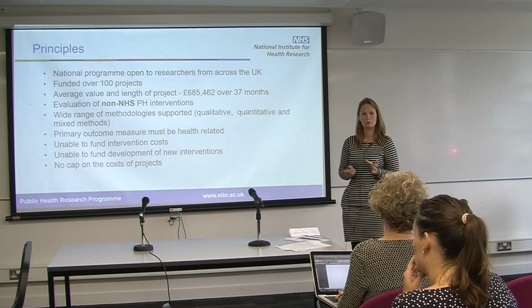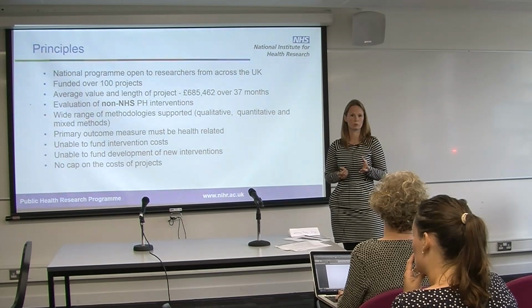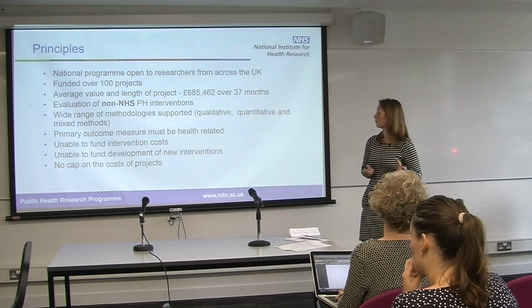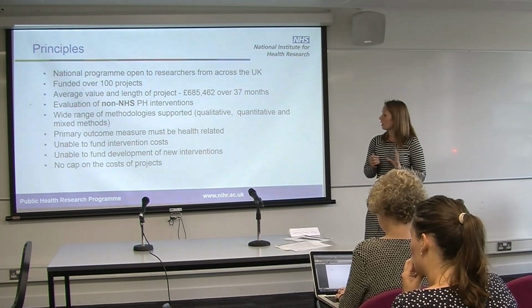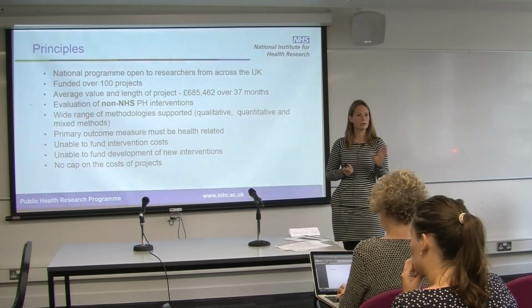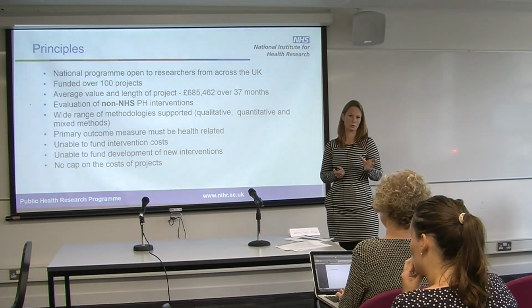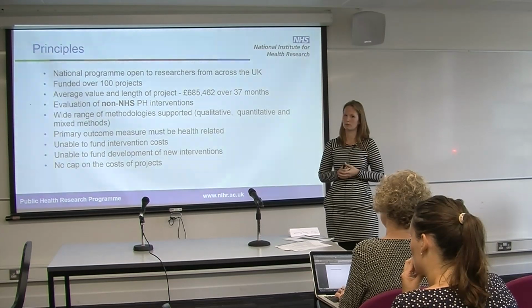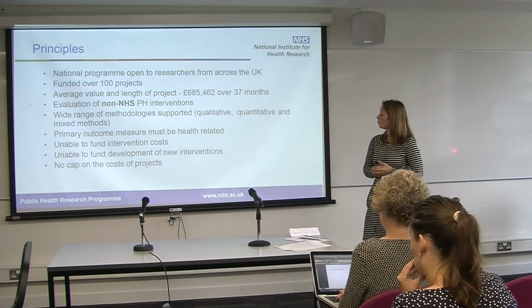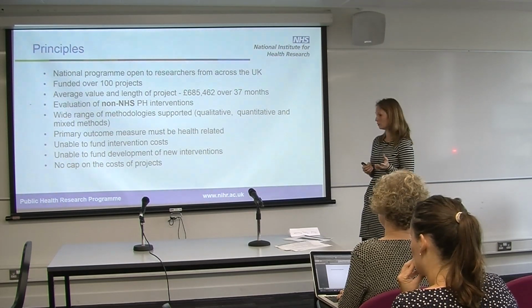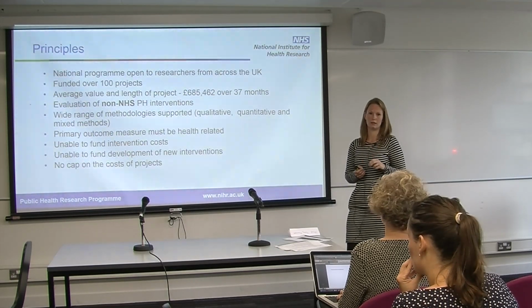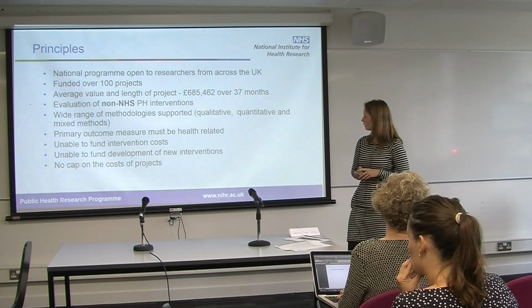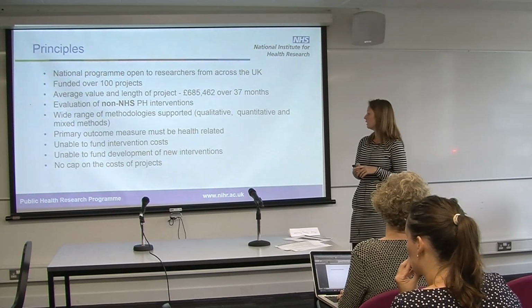Primary outcome measure. To be in scope for the Public Health Research Programme, the primary outcome measure of your project must be health-related. We will accept proxies. We're unable to fund intervention costs, and I know we'll discuss that more later on as the presentations and the Q&As go on. We can't fund development of new interventions, but we can fund the optimisation of existing interventions. So again, we can discuss that more in the Q&A.